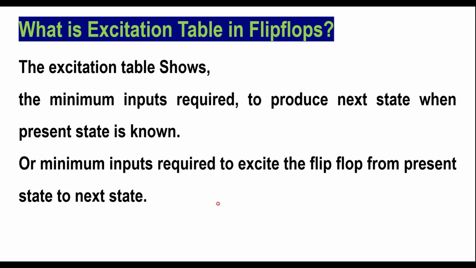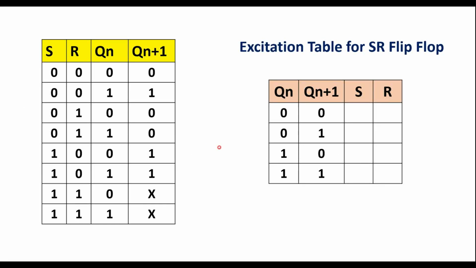So now I will discuss the excitation table for the SR flip-flop, and how to derive the excitation table of the SR flip-flop from the truth table. Here we can see that there are two tables. This is known as the truth table. This is the truth table for the SR flip-flop. Here Qn represents the present state of the flip-flop and Qn plus 1 is the next state of the flip-flop.